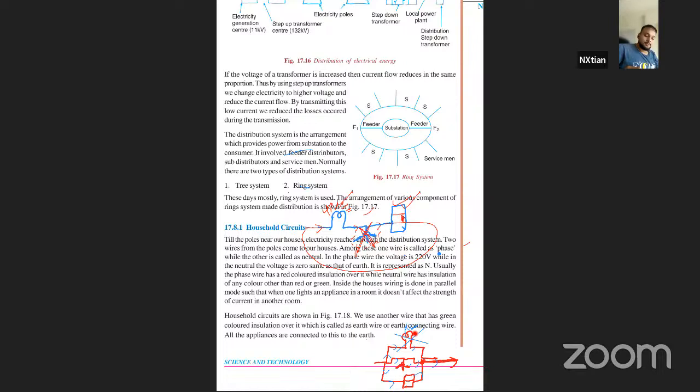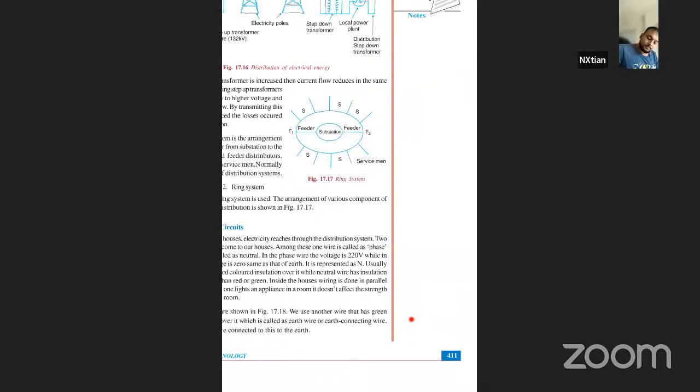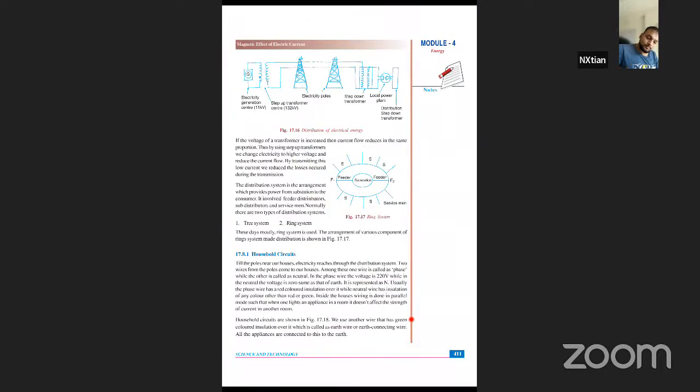Okay. Read this, Joshua. So the continuation, household circuits. Household circuits are shown in figure 17.80. We use another wire that has green colored insulation over it, which is called the earth wire or earth connecting wire. All appliances are connected to the earth.